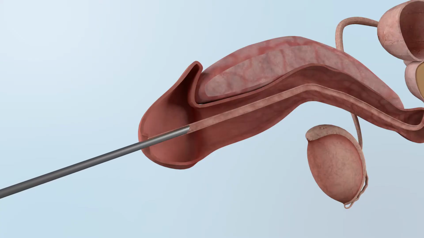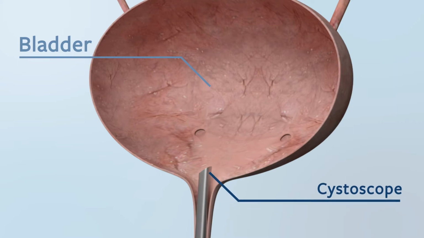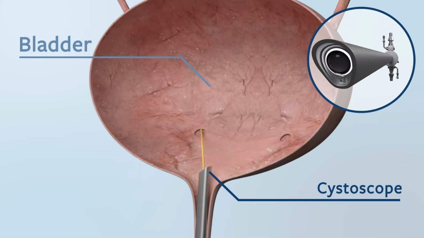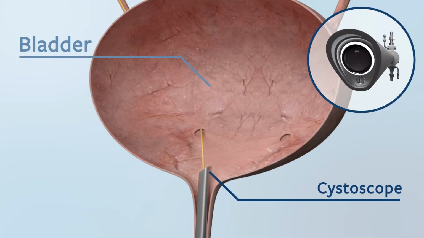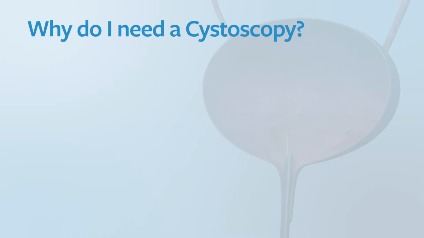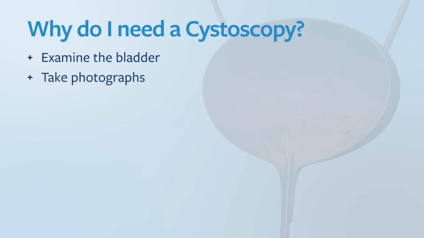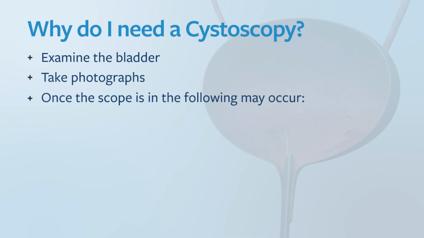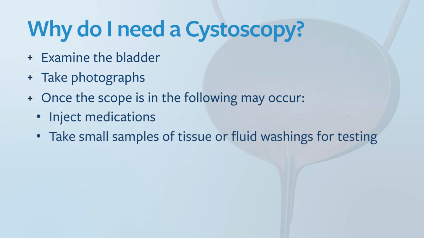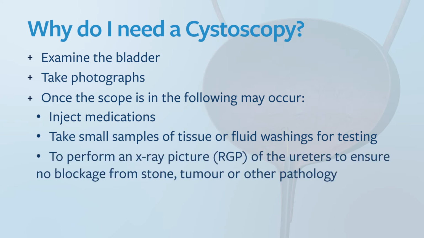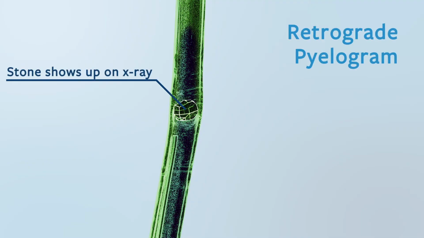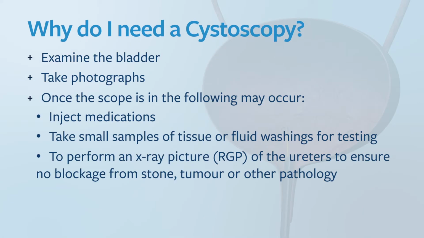I will insert the scope through the urethra and into the bladder. In some cases, the urethra may need to be gently stretched to allow the scope to pass easily. The purpose of a cystoscopy is to do one or more of the following: examine the bladder, to take photographs. Once the scope is in, the following may occur: we can inject medications, take small samples of tissue or fluid for washing or testing, to perform an X-ray picture or an RGP, a retrograde pyelogram of the ureters to ensure no blockage from stone, tumour or other pathology.